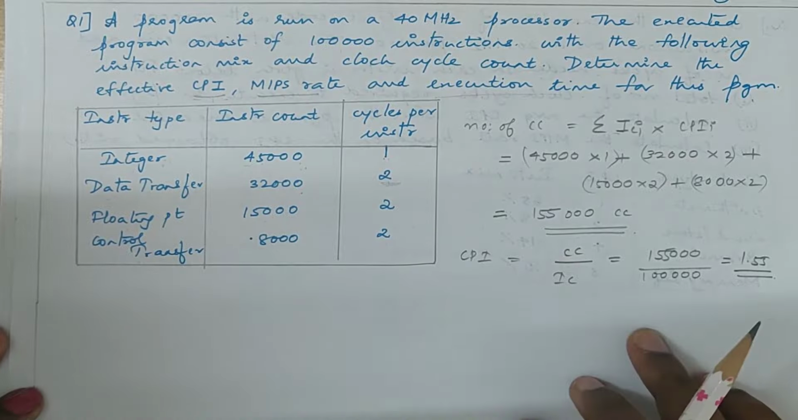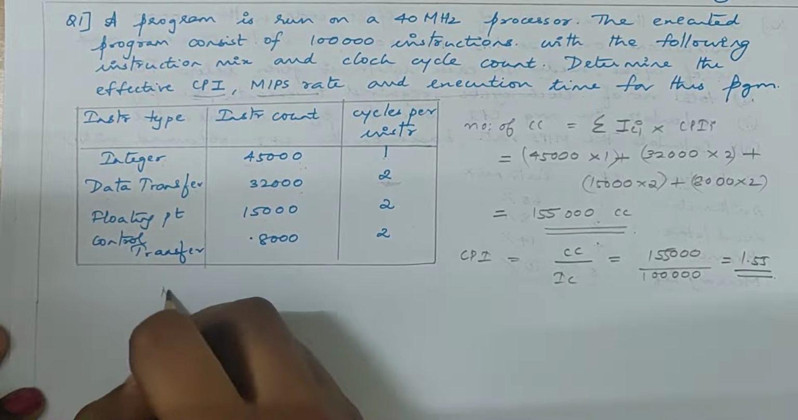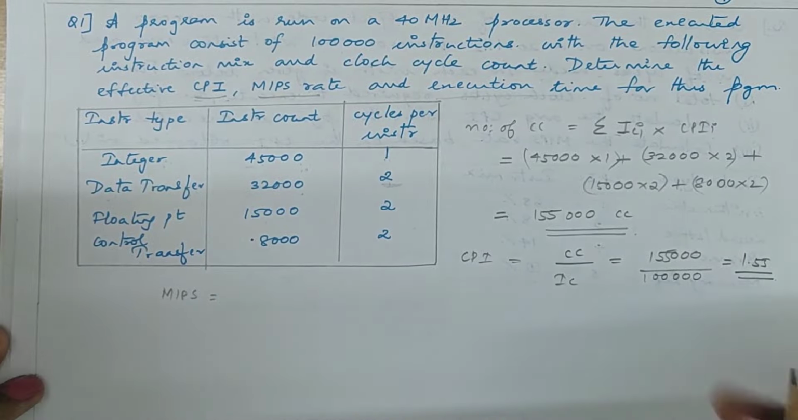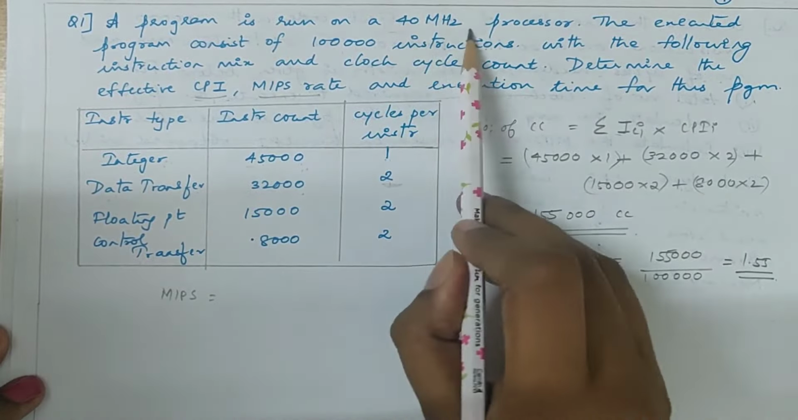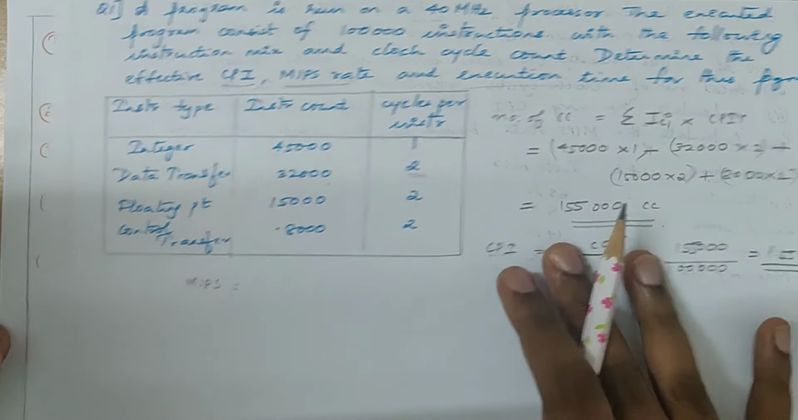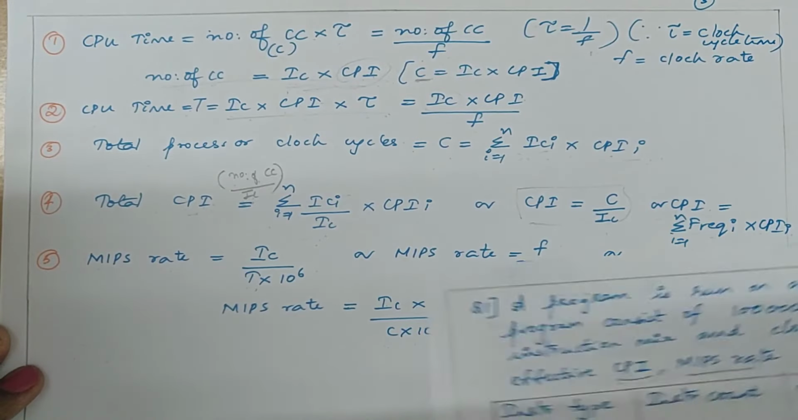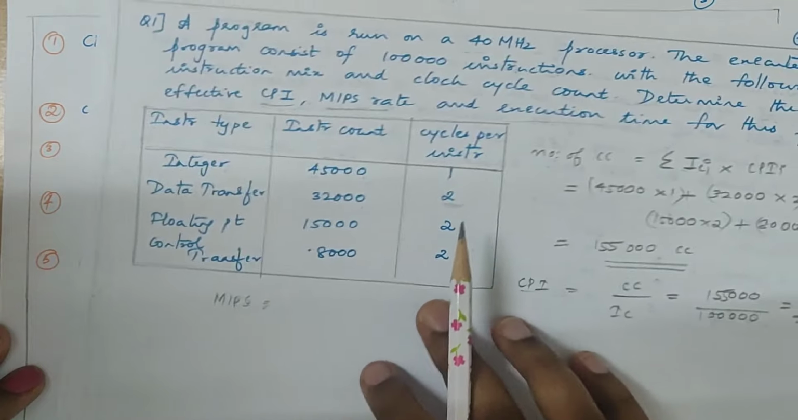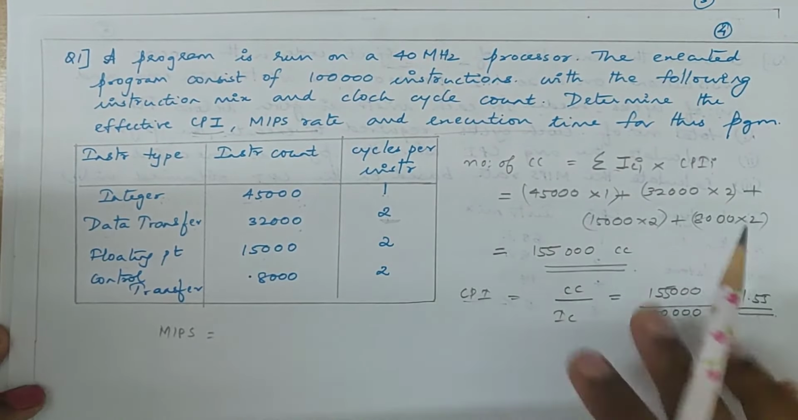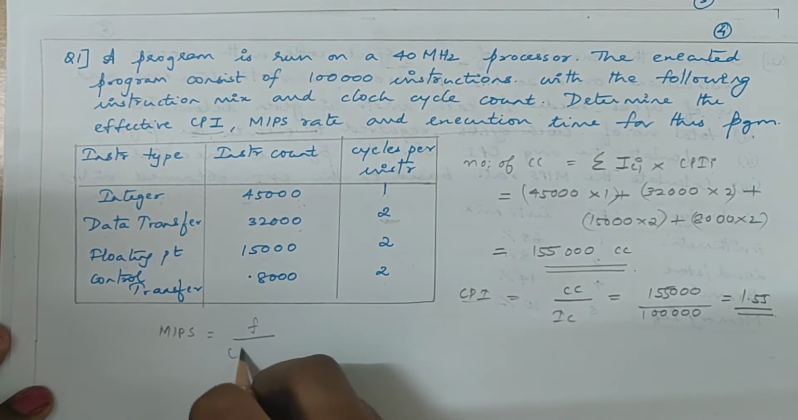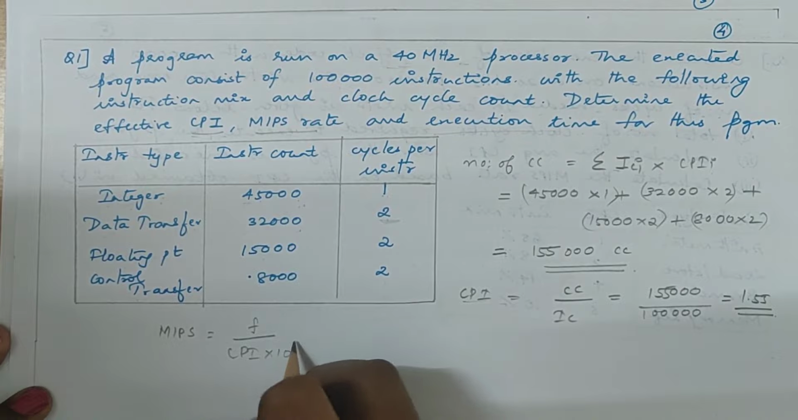Next, they have asked to find out MIPS. So what is the MIPS rate? There are various formulas to find out MIPS rate. We have the clock rate given, and we have found out the CPI also. So using that, we have the formula: the clock rate divided by CPI into 10 power 6. You can use that formula here.